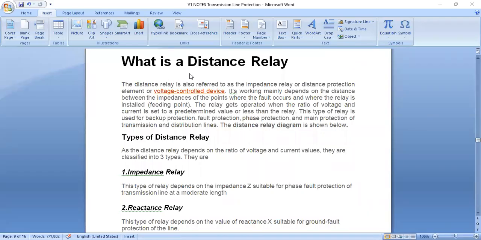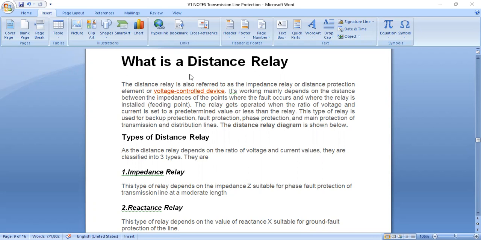Hello friends, our next topic is the distance relay. The questions for this topic are: explain the principle of the distance relay; explain the concept of the distance relay applied to the protection of the transmission line; and compare the impedance relay, reactance relay and the Mho relay with reference to the applications and the characteristics. So the first question is, what is the distance relay?